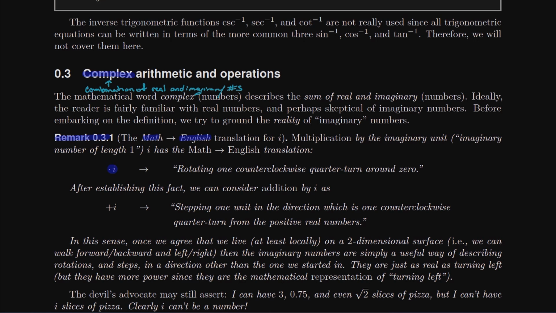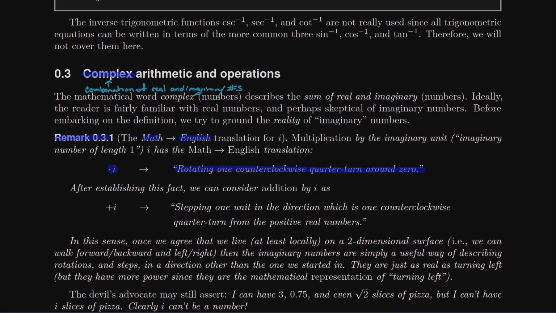And when you multiply by i, you should really think about the English translation as rotating one counterclockwise quarter turn around some origin. I'm calling it 0, but give yourself a place you're going to rotate around. And you go counterclockwise one quarter turn. That is what multiplication by i means, the same way multiplying by 2 means to double something. Multiplication by i just means this quarter turn rotation.